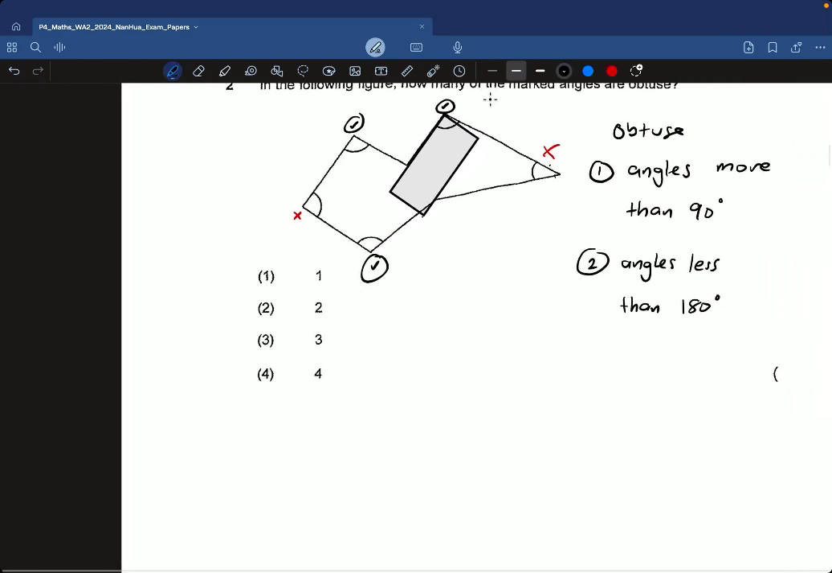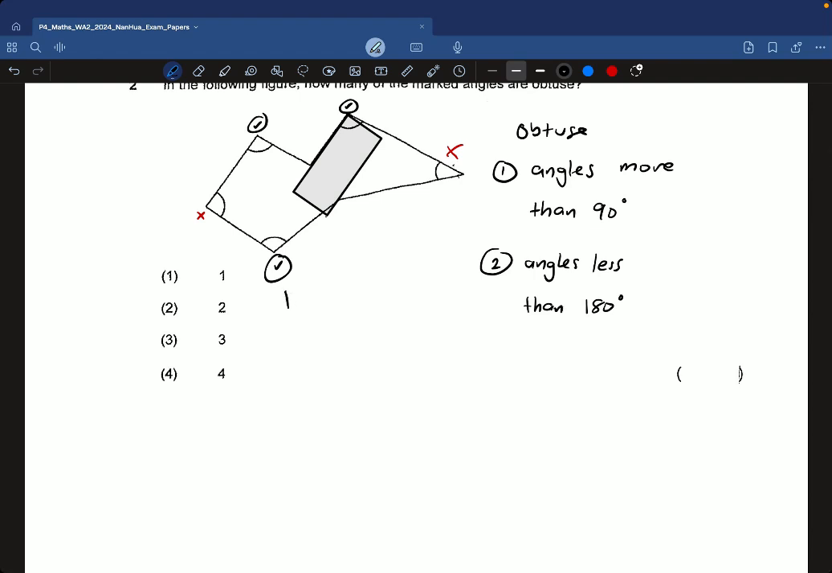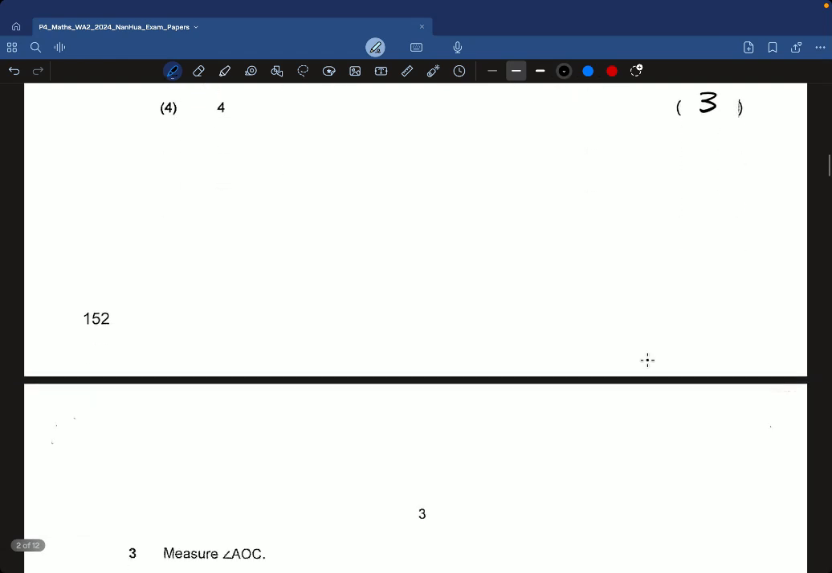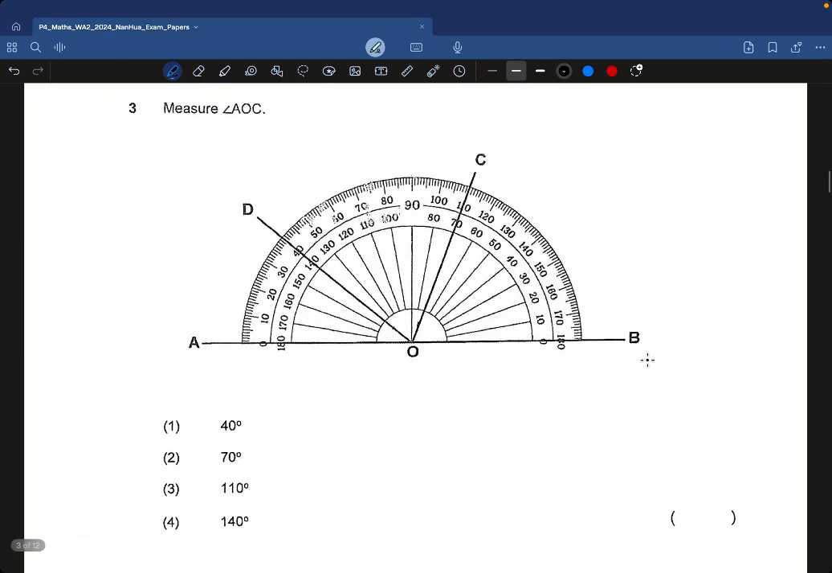So that means we have a total of three angles that are more than 90 degrees, and the answer for this is number 3. All right, let's move on to the next question.